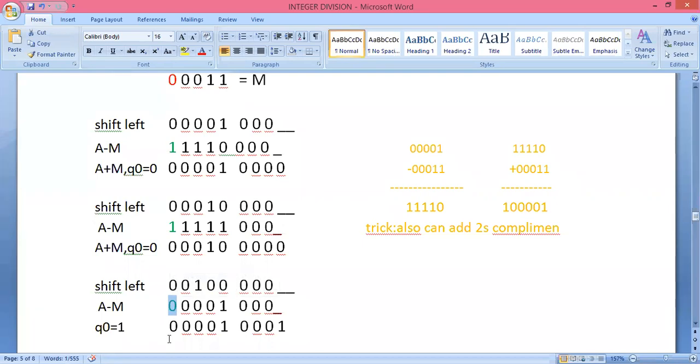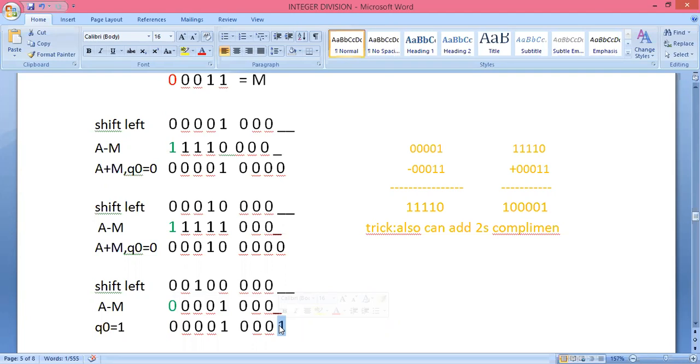Now if it is 0, then we are not restoring A. That is, we are not adding A plus M. We are keeping A as it is. Okay, and in Q0, the last bit position, we are adding 1. Okay, this is the difference between the first and this process.